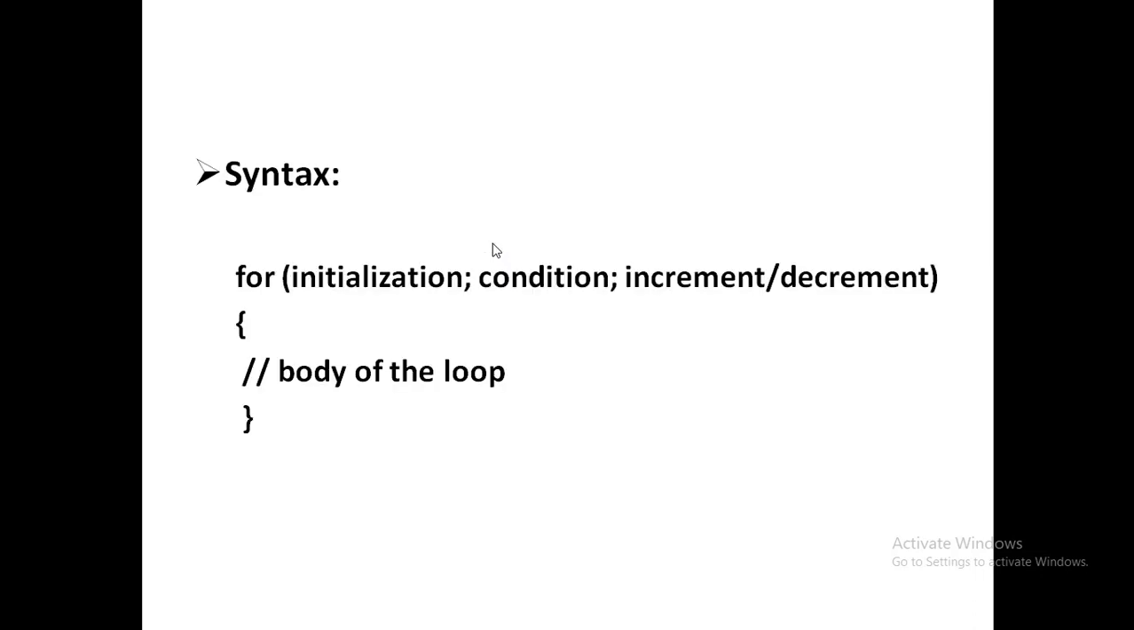So this is the syntax of the for loop. The first part is initialization, then condition, and then increment or decrement. And this is the body of the loop.